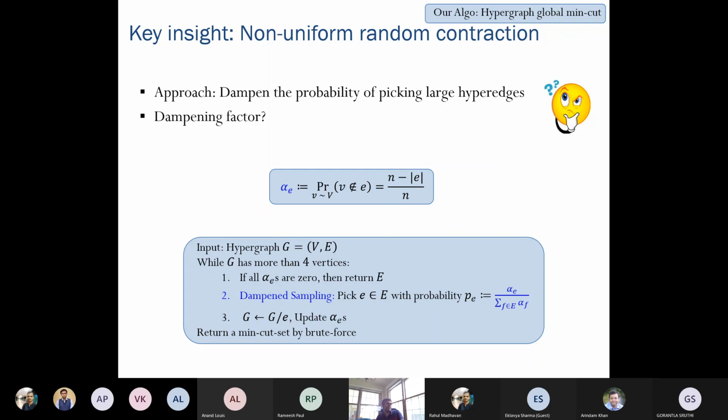It's not very difficult. The first observation here is if you pick a hyperedge E which is not in a min-cut set C star. I'll denote C star as a min-cut set, the set of hyperedges crossing a min-cut. If you pick a hyperedge E which is not in the min-cut set, and you contract this hyperedge E, then you're not going to disrupt the min-cut set. So C star will still be a min-cut set in the contracted hypergraph. This is the first observation.